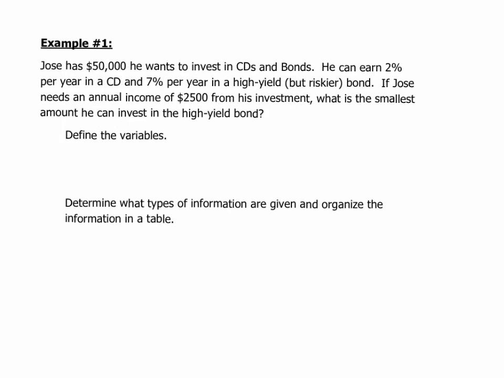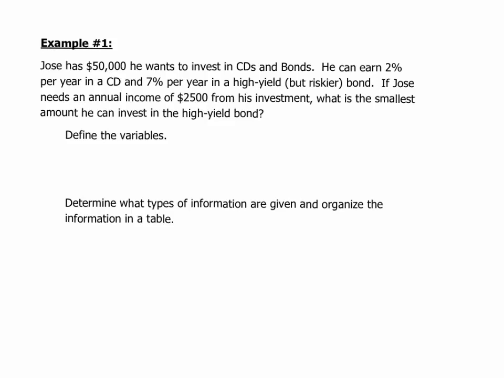Jose has $50,000 he wants to invest in CDs and bonds. He can earn 2% per year in a CD and 7% per year in a high yield but riskier bond. If Jose needs an annual income of $2,500 from his investment, what is the smallest amount he can invest in the high yield bonds?